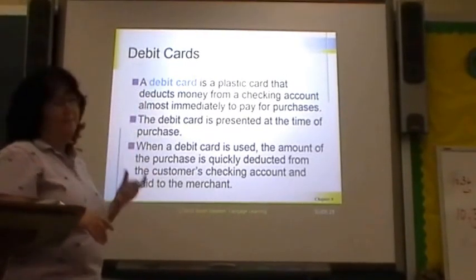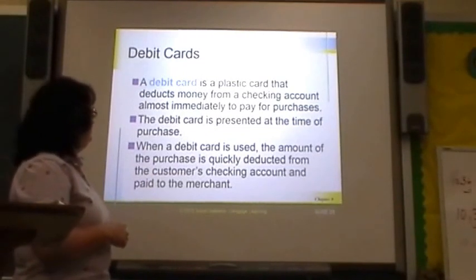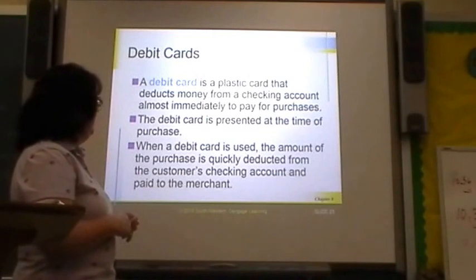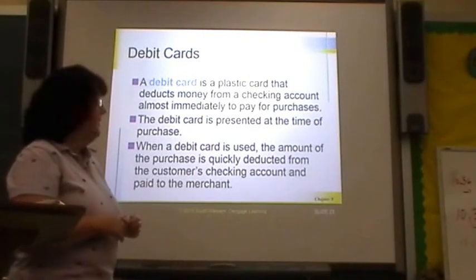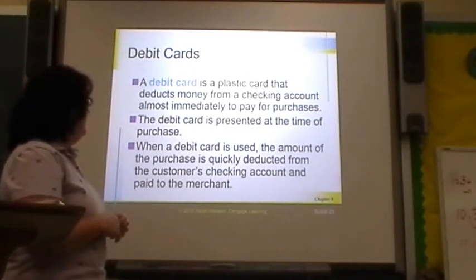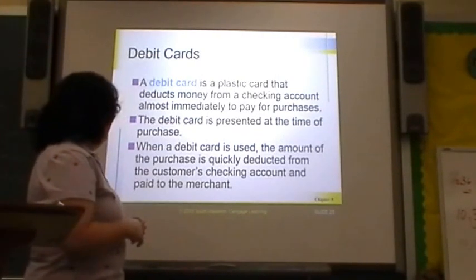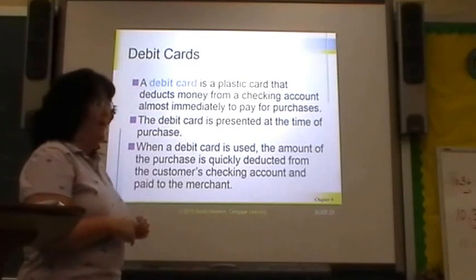Debit cards, a plastic card that deducts money from a checking account almost immediately to pay for purchases. The debit card is presented at the time of the purchase, and when a debit card is used, the amount of the purchase is quickly deducted from the customer's checking account and paid to the merchant.